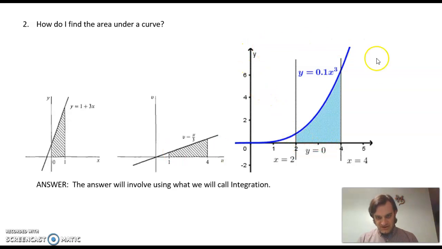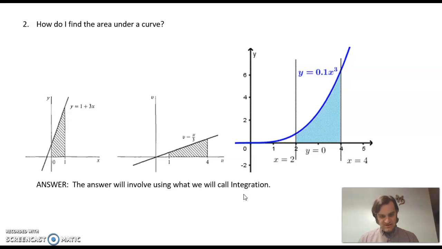But over here in the last graph, we have a curve. So we don't have any geometric figures or formulas for area that fall under a curve. So this is going to take on a whole new life of its own. And what we're going to call this procedure that we're going to do is integration.